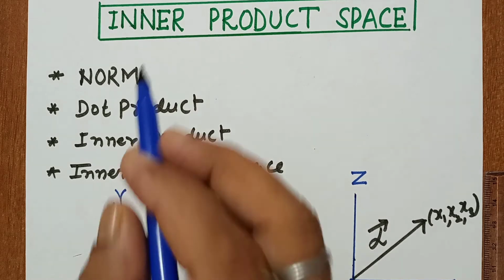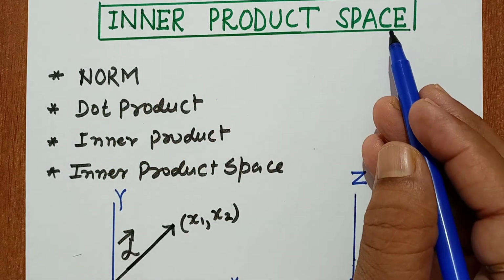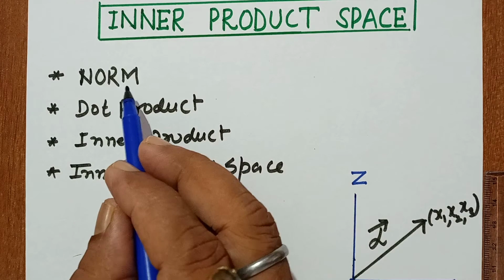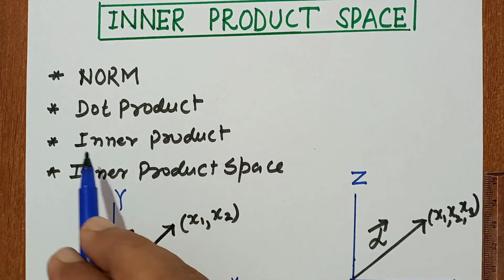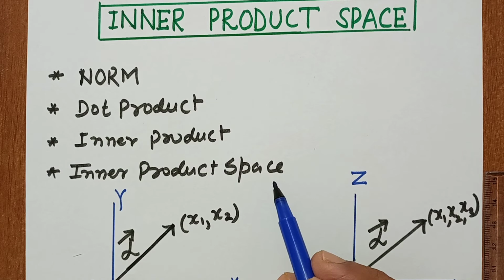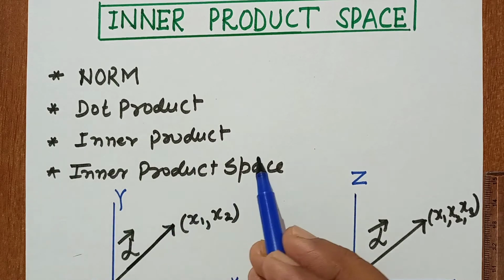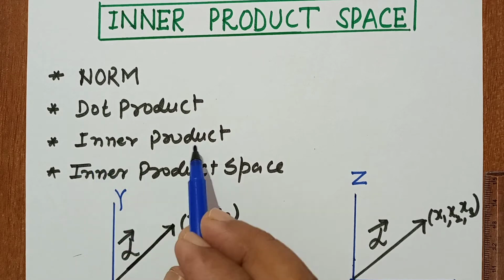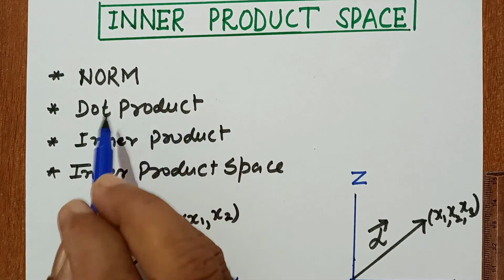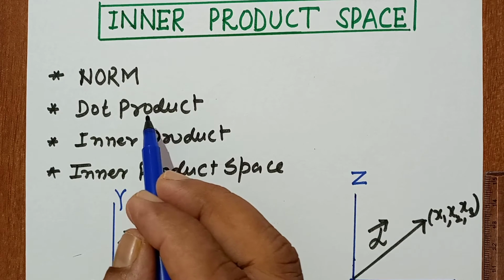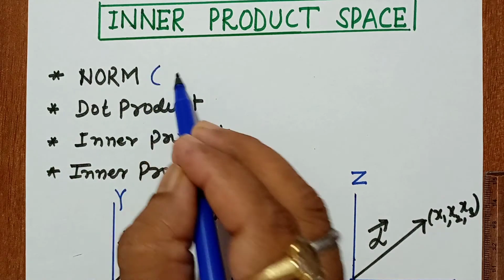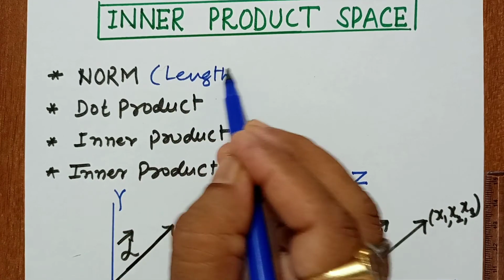So now we will discuss inner product space. We need some tools: what is norm, dot product, inner product, and then inner product space. Since inner product space is a generalization of dot product, and we know about dot product, inner product is a generalization of dot product. First we will explain the norm. Norm means length. Norm is nothing but length.